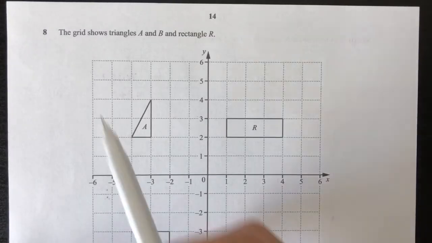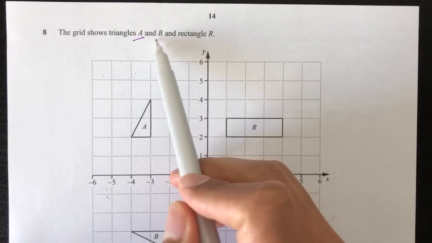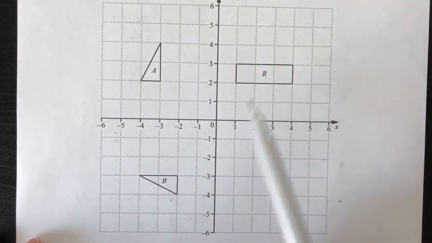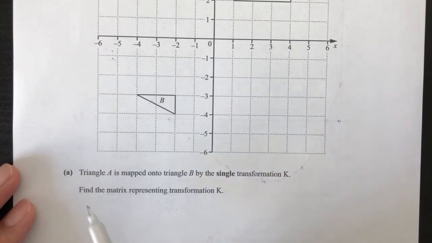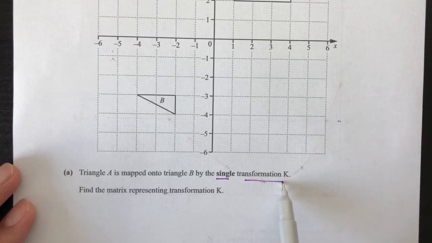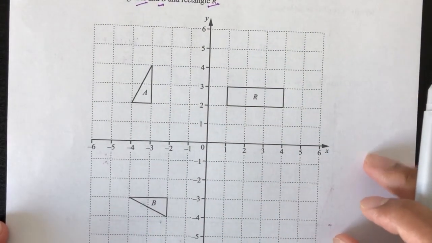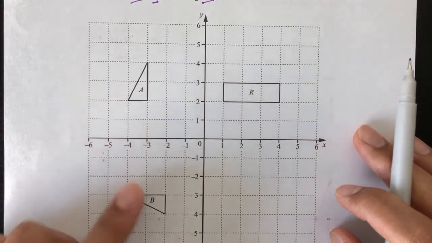Question number 8. The grid shows triangle A and triangle B and rectangle R. So we have A, B, and R. Part A: triangle A is mapped onto triangle B by a single transformation K. So how can you make A go to B?